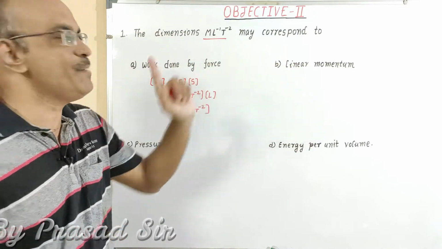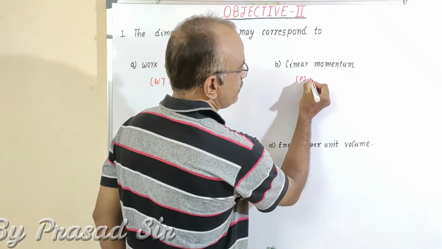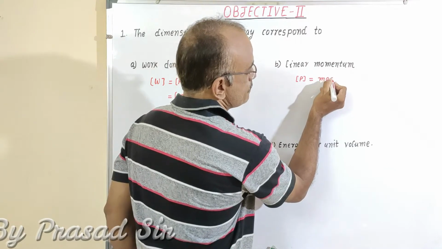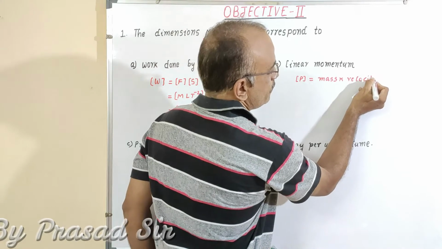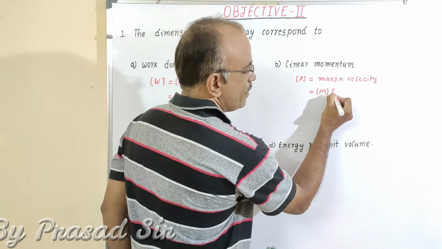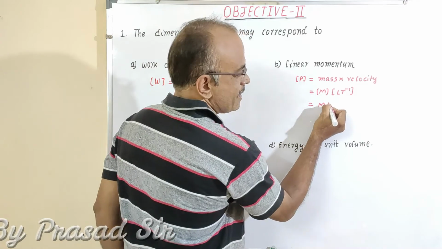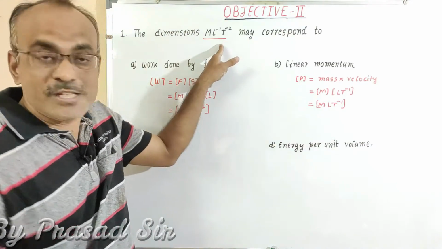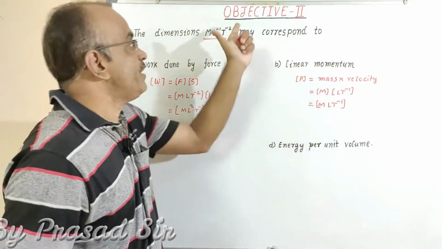Now take linear momentum. P is equal to mass into velocity. Mass can be written as M, velocity is L T to the power of -1. So the final is M L T to the power of -1. Does it correspond to this one? No, these two are not equal. So that's why it is also not the answer.